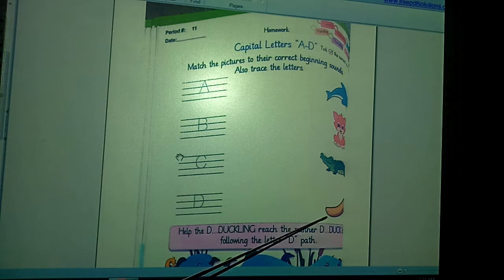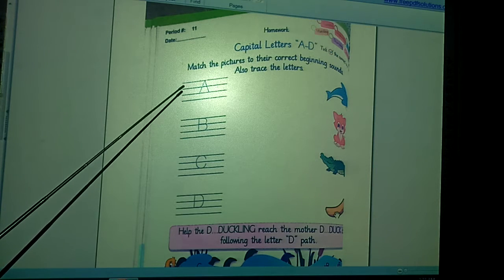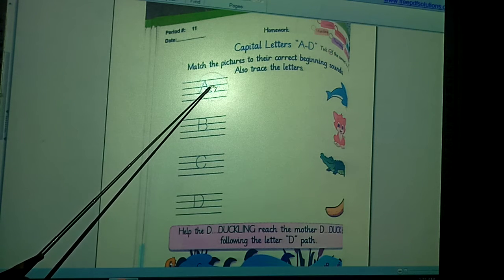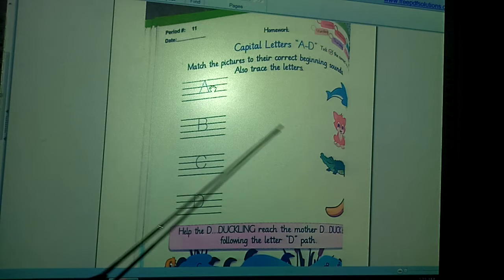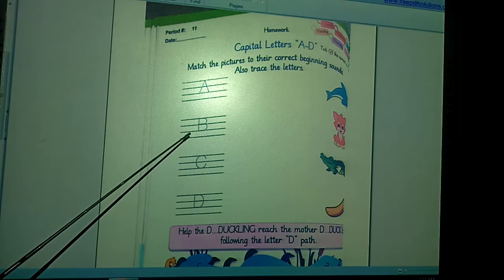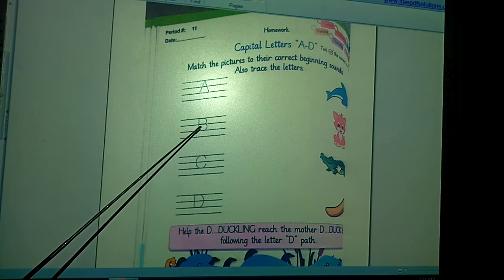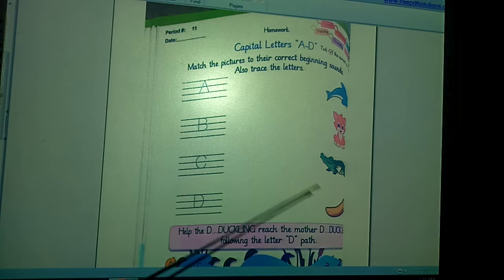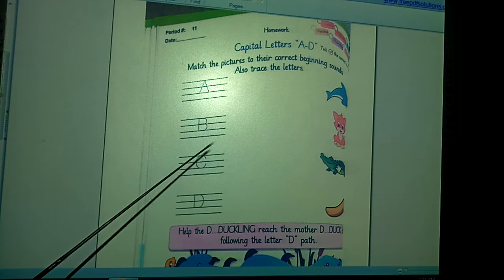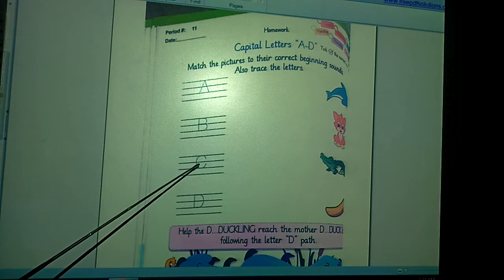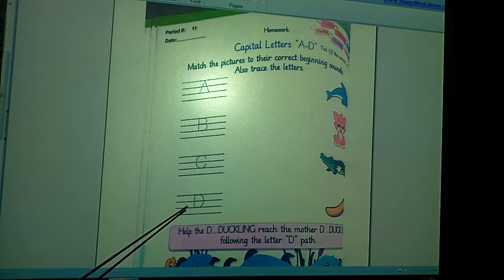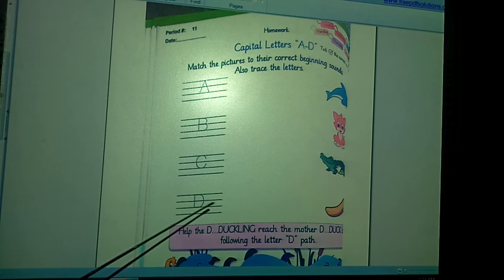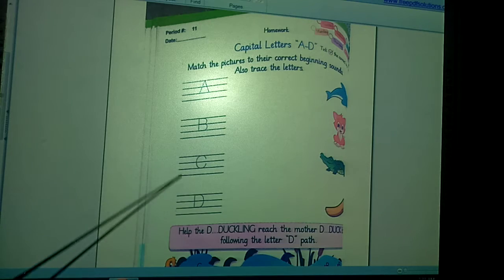And the fourth picture is of banana. A, alligator. We have to draw a line from A to alligator. Then B, banana. We have to draw a line from B to banana. C, cat. We have to draw a line from C to cat. D, dolphin. We have to draw a line from D to dolphin.